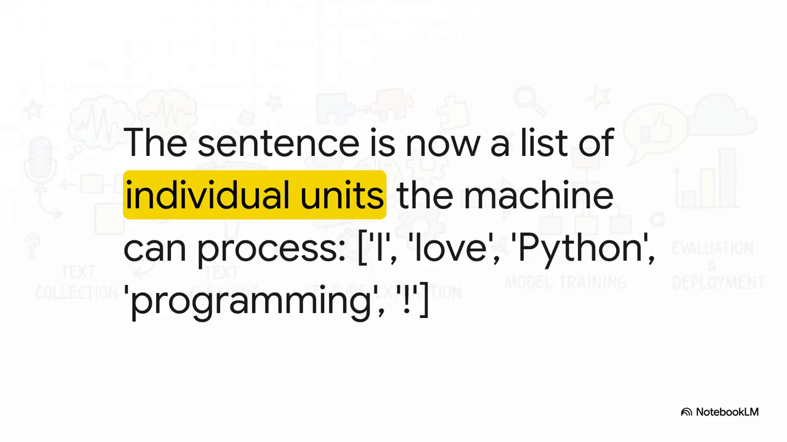And here's what you get. See? It's not one string anymore. It's a list of individual items. These are our tokens that the machine can now look at one by one. And hey, notice something important here. Even the exclamation mark is its own token. How you handle punctuation is a big decision you have to make right at the start.